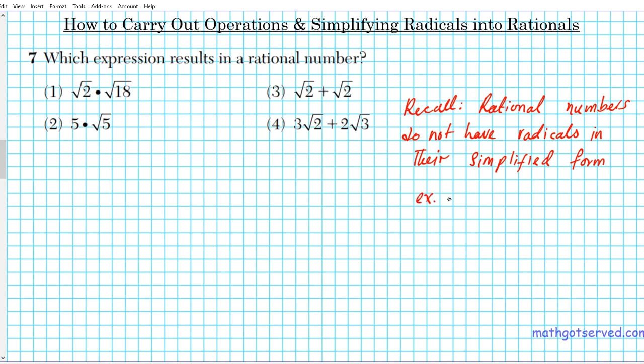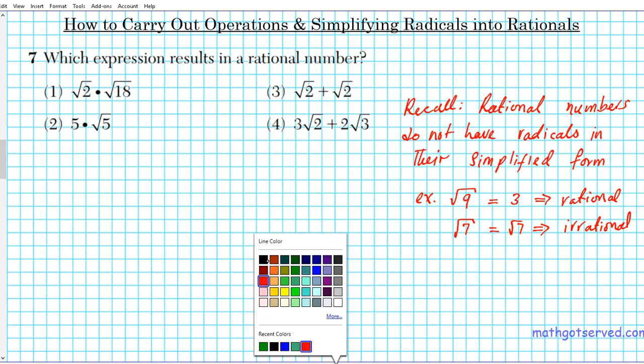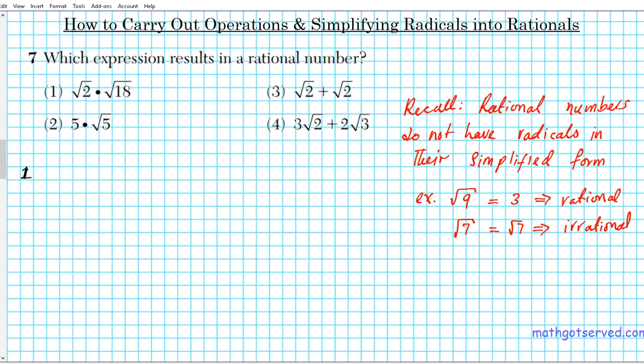For example, the square root of 9. Okay, this is a radical. If you simplify the square root of 9, you get 3. Since the radical is gone, that means that this is a rational number. Alrighty. For example, let's consider another example. Root 7, for instance, in its simplest form, root 7 is just root 7. So this is irrational. Alright, so hopefully you see the difference. Okay, so we're going to simplify all these alternatives that we have. As soon as we hit one that does not have a radical in its simplified state, then we know that's the correct answer.